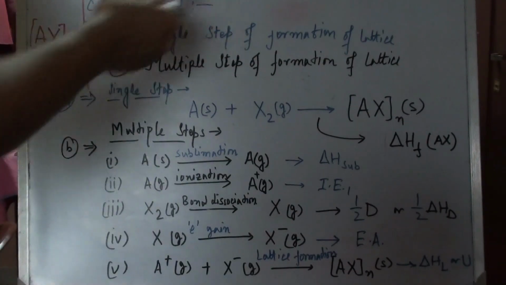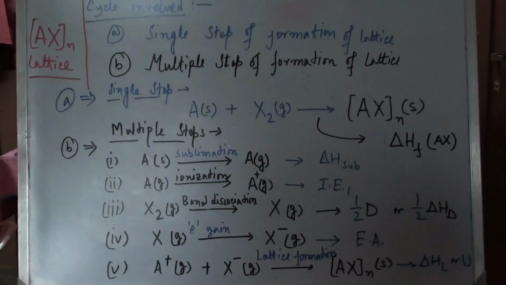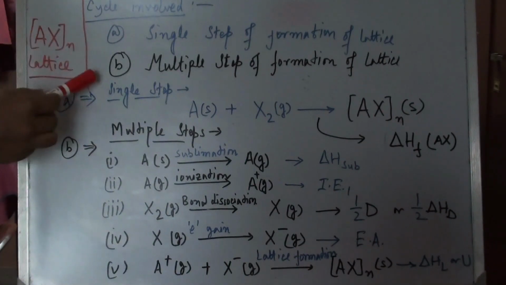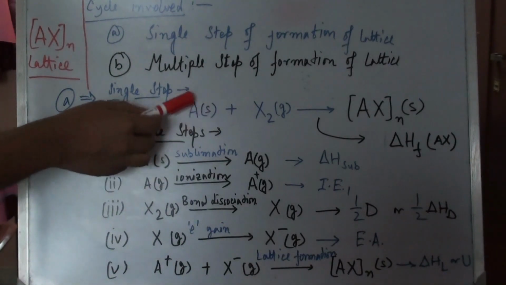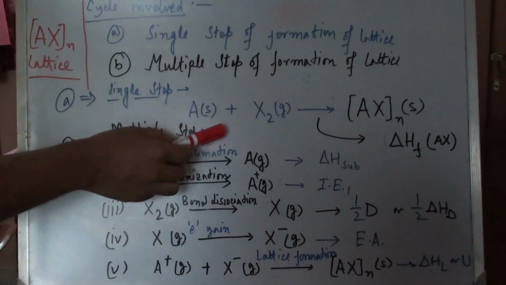Now we'll see what the Born-Haber cycle is and how it can be constructed. At first, we consider an ionic lattice as AXn, where n moles of ions are involved to produce this AX lattice. This lattice can be produced experimentally in two ways: one, a single step of formation of the lattice, and the second, multiple steps of formation of the lattice. At first, in the single step of formation, let us consider A is a solid metal. It is found in the solid state. It is heated with X2.